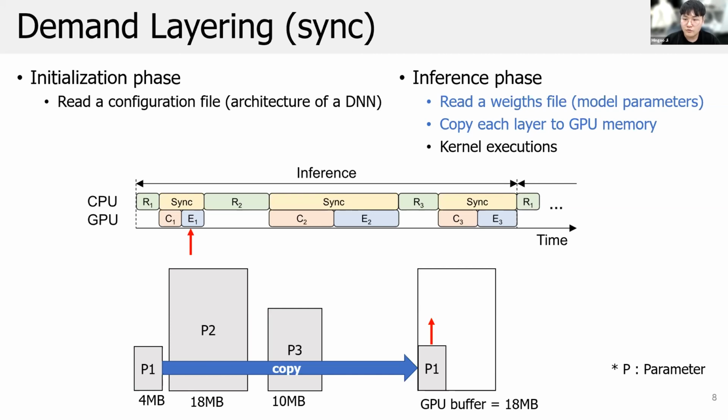Demand layering is a way to reuse one GPU memory buffer and use it for inference. During the initialization stage, only the 18 megabyte buffer, which is the largest of each parameter size, is created. The model parameters are no longer read in the initialization stage, but the model parameters are read in the inference stage and copied to the GPU memory. As soon as the copy is finished, the kernel runs. This is repeated for the number of layers. Because buffers are reused, GPU memory usage dropped to a single layer level.